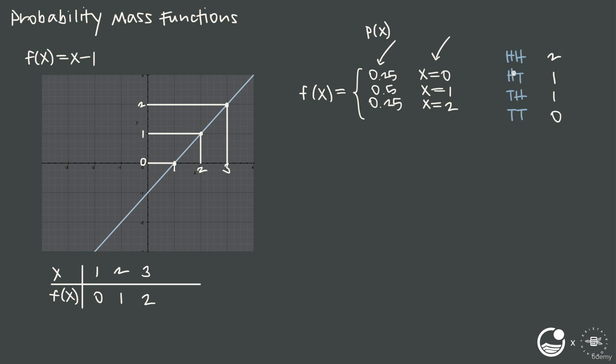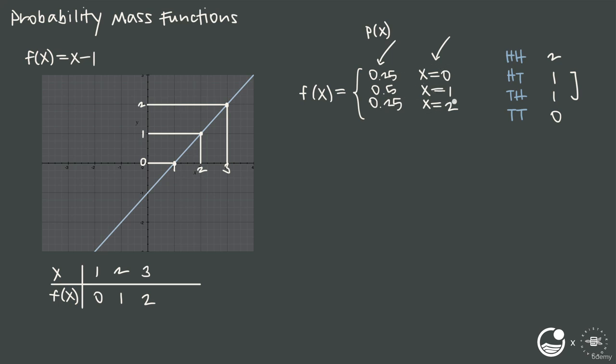But the probability of flipping heads exactly once happens 2 out of 4 times. So the probability of x equals 1 is 2/4 or 1/2 or 0.5. So we've matched up each of these probabilities with the corresponding outcome.